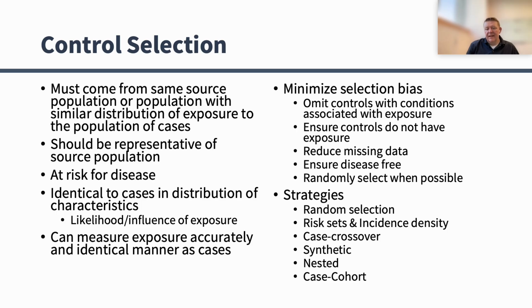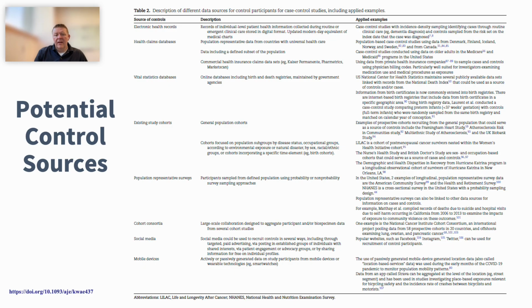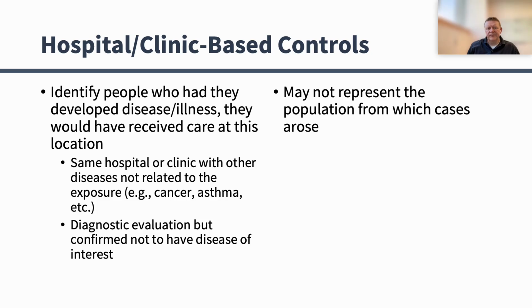As mentioned, we should randomly select our controls when possible. Some alternative strategies we can use for control selection, which I'll talk about later, are risk sets and incidence density sampling. We can also consider other designs related to case control, like a case crossover study, a synthetic control study, a nested case control study, or a case cohort study. I'll talk about those later. These are just some potential sources of controls. You can look at this in more detail later in the slides and the paper.